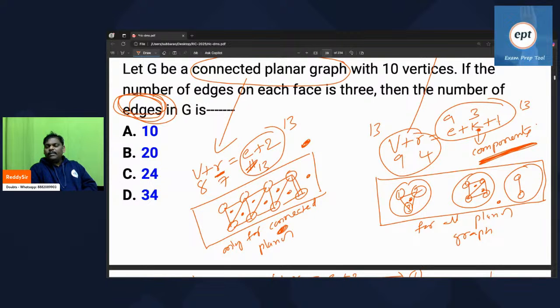Let G be a connected planar graph. Planar, so edge crossings are not there, and connected, so this formula will work out. Sir, some people are asking, can I use the second formula, V plus R is equal to E plus K plus 1? Yes, you can use it, because we said connected, only one component. Put K as 1. That second one works for all planar graphs, while the first formula works only for connected ones.